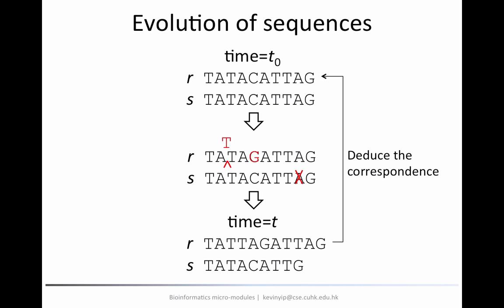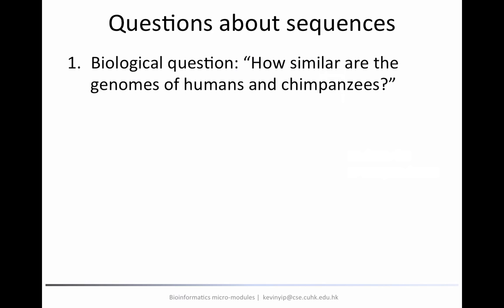Alternatively, if we are not sure whether the 2 sequences actually came from the same origin, we could also try to find the correspondence and compute a similarity score accordingly. The idea is that if the similarity score is high, the chance that the 2 sequences actually came from the same origin is also high. There are many situations where we want to find out the correspondence and to compute the similarities.